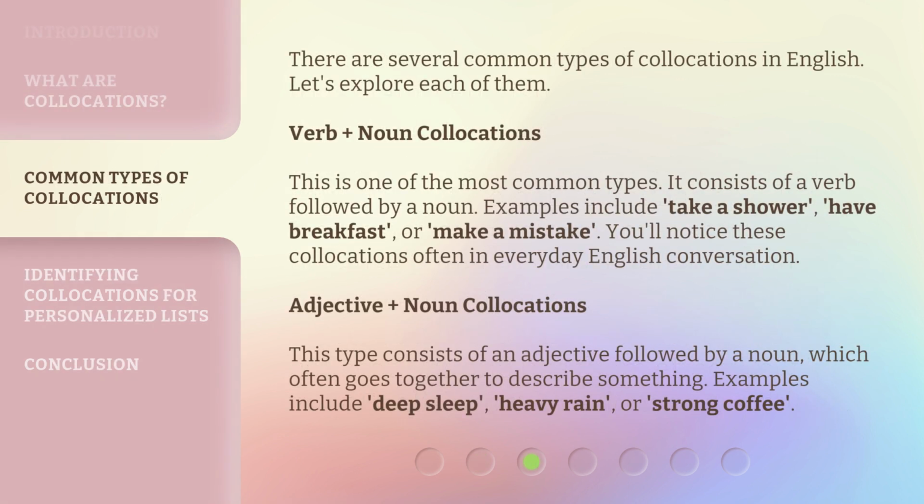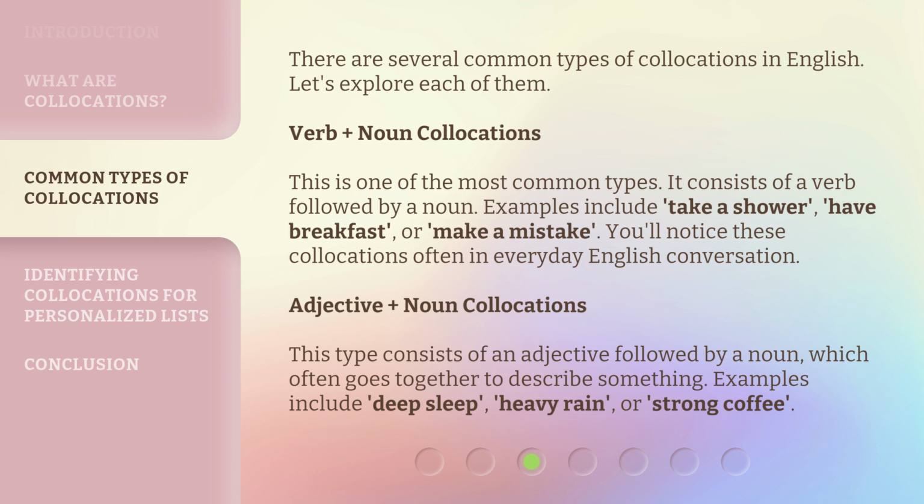There are several common types of collocations in English. Let's explore each of them. Verb plus noun collocations. This is one of the most common types. It consists of a verb followed by a noun. Examples include take a shower, have breakfast, or make a mistake. You'll notice these collocations often in everyday English conversation.